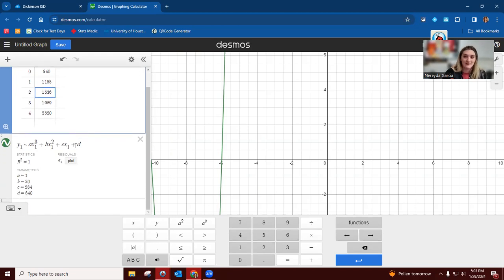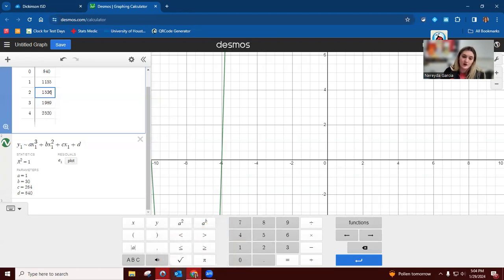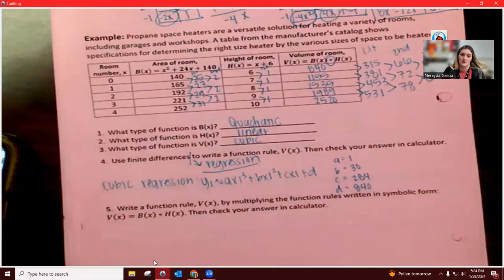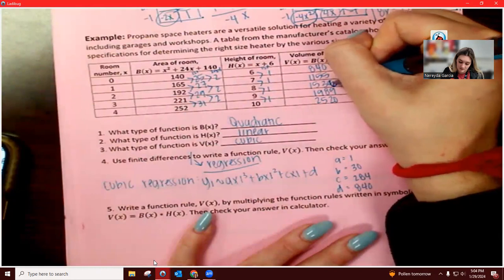Okay, so I have my A, I have my B, I have my C. We should probably go back and change that in my table too, so we don't get messed up. So I'm going to say, what is my A equal, my B equal, my C, and my D. My A equaled 1, B 30, C 284, and D 840. Go back. Okay, remember I said I was going to change this to a 6.